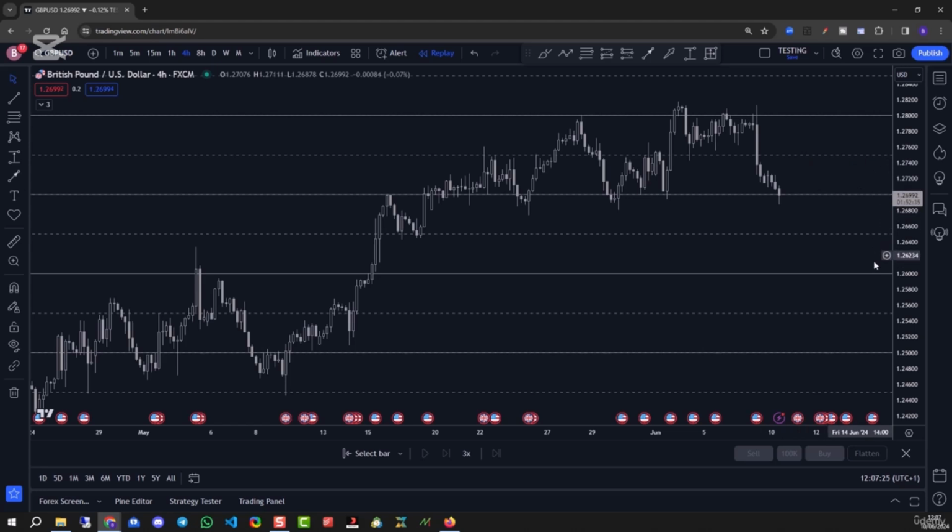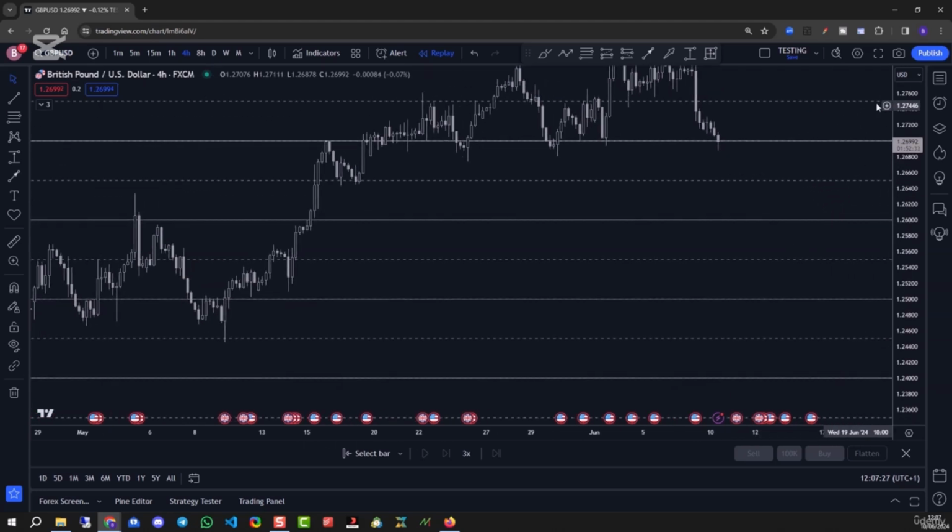I'll go away from the current price because the label is over it. You can see this one is at 125, this one is at 126, and the dashed line in the middle is at 125.5. So basically the solid lines are every 100 pips, and the dashed lines are every 50 pips.